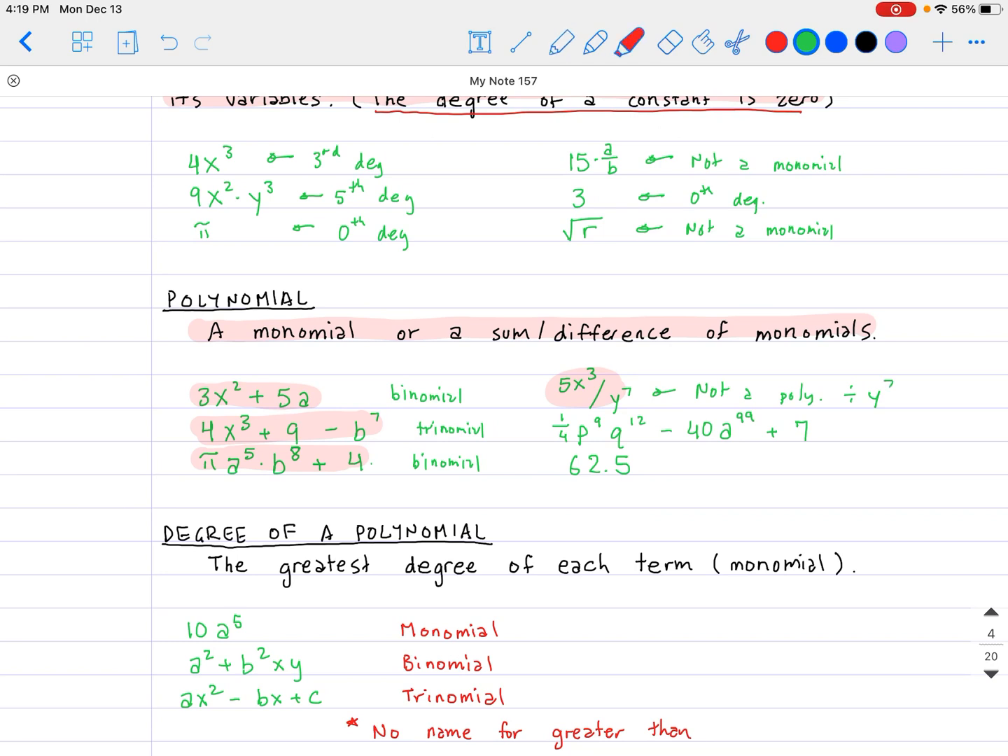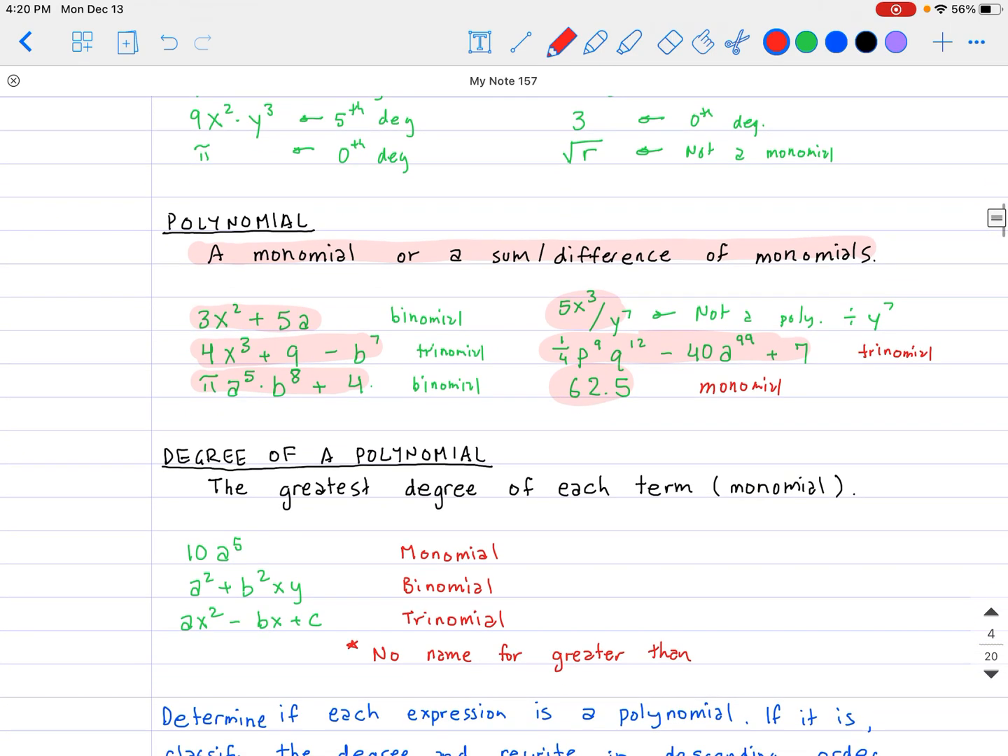The one underneath that is a polynomial, even though if you're looking at the 1/4 part you might wonder, oh, we're actually dividing by 4. Well, we're not dividing by a variable, so that's why it's okay. So this is going to be considered a trinomial because we have 3 terms total, where we're adding and subtracting these 3 monomial terms. And finally, the last one is considered a polynomial as well. This is again 0 degree, and this is going to be a monomial, all by itself.